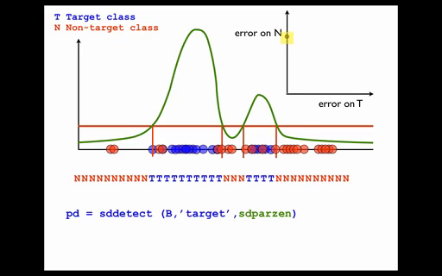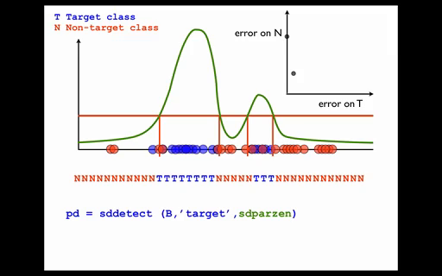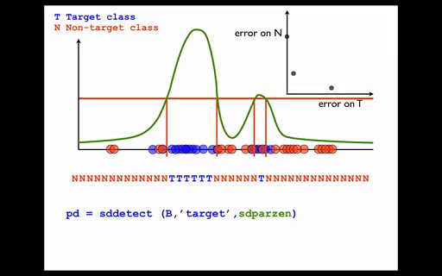This will become a point in the error space. We keep changing the threshold and estimate the corresponding class errors. In this way, we construct what is called the ROC characteristic.